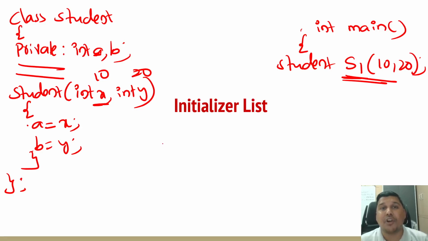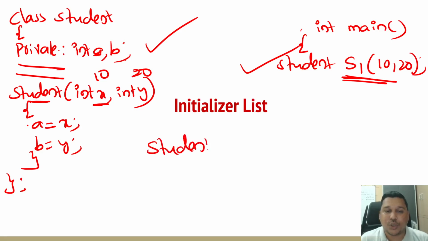Now I am looking for alternative ways of initializing the private variables. What we wrote here is perfectly valid and will initialize the values. But there is another way of doing it, using an initializer list. What is the syntax for that? Same class Student, private a and b. But instead of writing Student like this, you will write Student of int x, comma, int y.